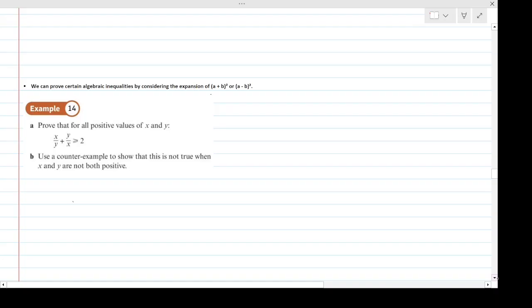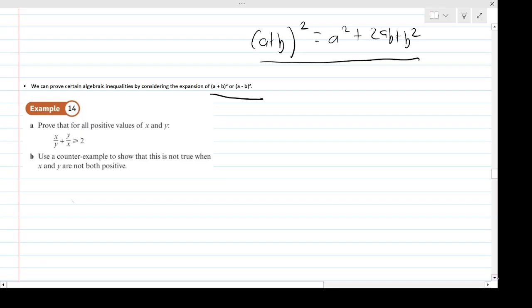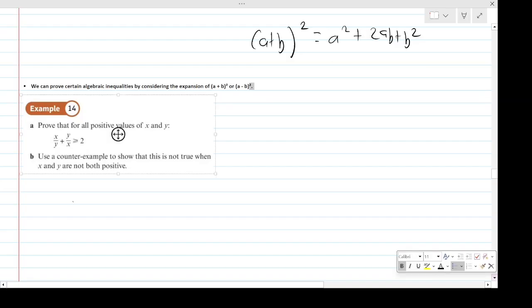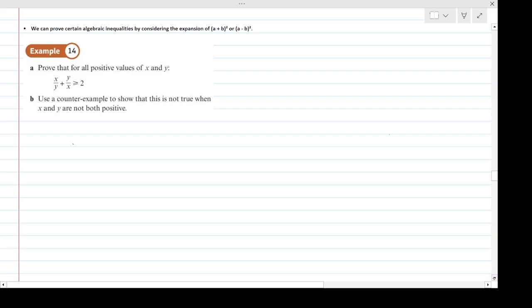You need to eventually consider the expansion of 2 numbers squared, right? So a plus b squared, which you should know is going to be a squared add 2ab, add b squared. We're going to be using that sort of formula, which is going to be quite key to these sort of questions, because eventually we can start to use that formula. But I'm going to go over an example first, and we'll talk more about that in a minute.